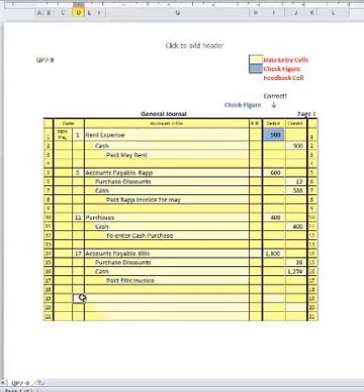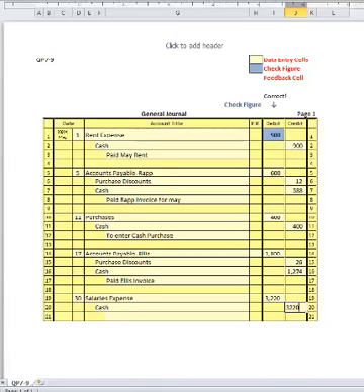And then the last entry on the 30th is we paid salaries of $32.20. Salaries expense is debited for $32.20, and then cash is credited for $32.20.